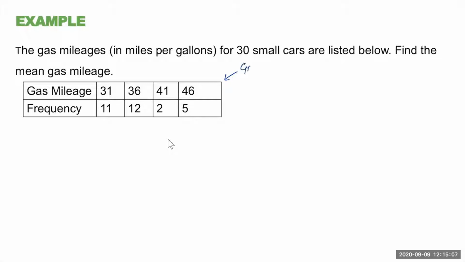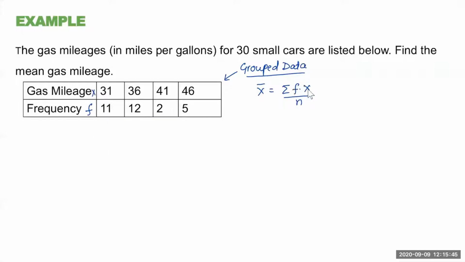This is your grouped data. And if you want to find the mean of the grouped data, the formula to find the mean of the grouped data is this. Mean is equal to sum of frequency multiplied by x divided by n. So these are your frequencies. That's your f. And the values given here, the gas mileage, that is your x.